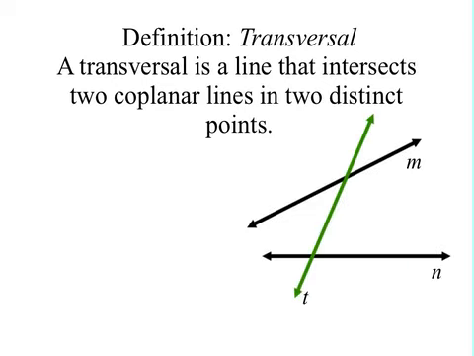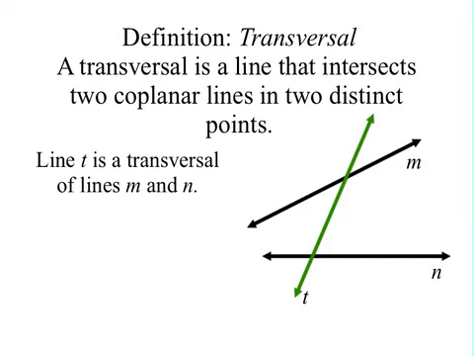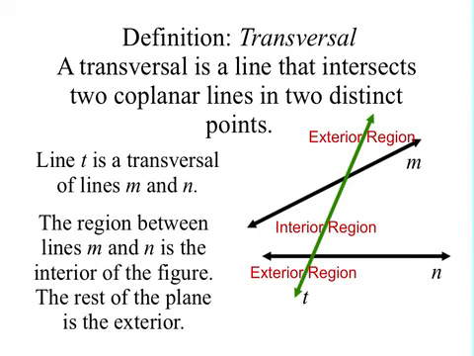And here's an example. Our lines are lines M and N, and our transversal is the green line labeled line T. Line T is the transversal of lines M and N. The region between lines M and N is the interior of the figure, and the rest of the plane is the exterior. So you'll notice the interior can be labeled with one label, and then above line M is part of the exterior, and below line N is also part of the exterior.